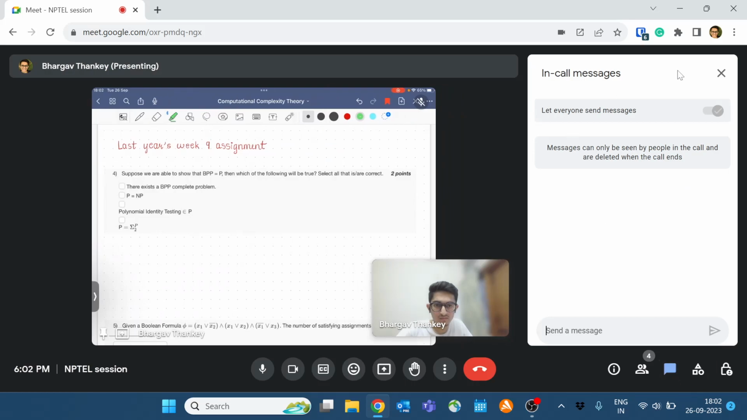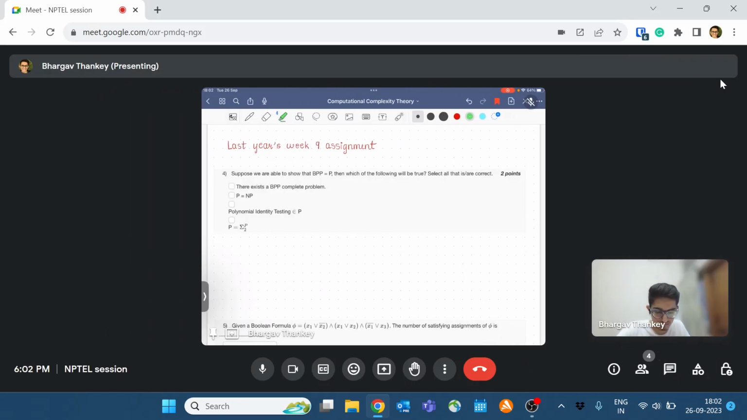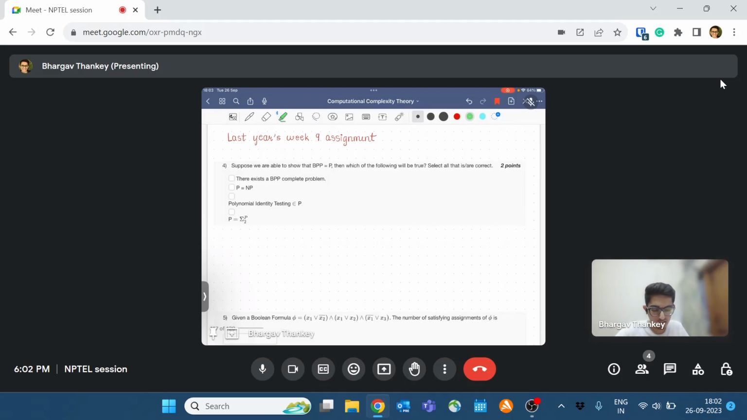As such, we do not have BPP complete problems. So what could be the meaning of collapsing BPP into P? BPP equals P just means that every language in BPP is also in P, right? Yes. Okay, so the answers are A and C, and let's see why.